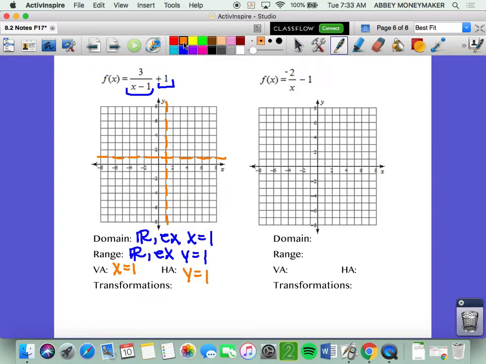So we can talk about the transformations here before we start graphing. I went to the right 1. I went up 1. And my a value is 3, so that means I have a stretch by 3. So this is going to kind of affect what x values I plug in.